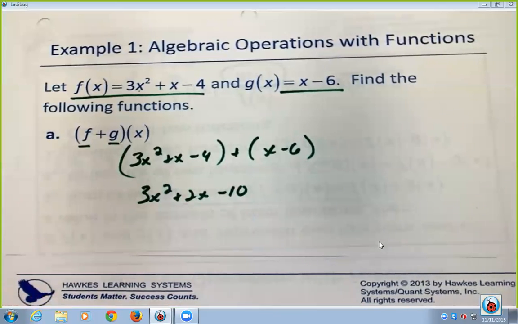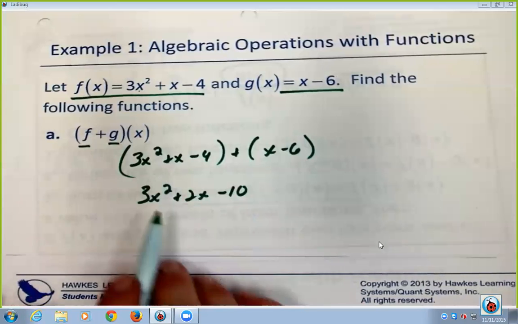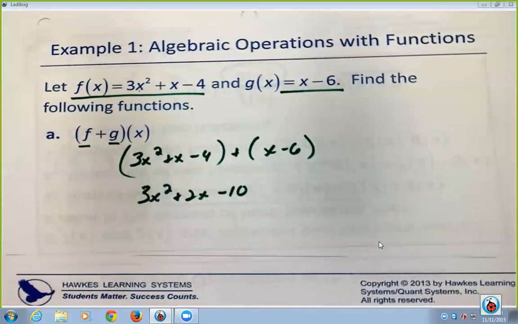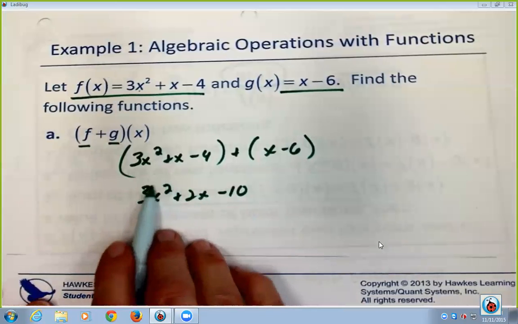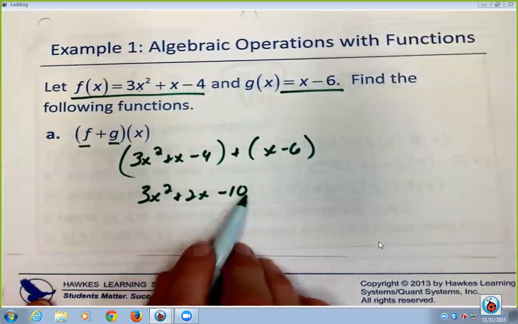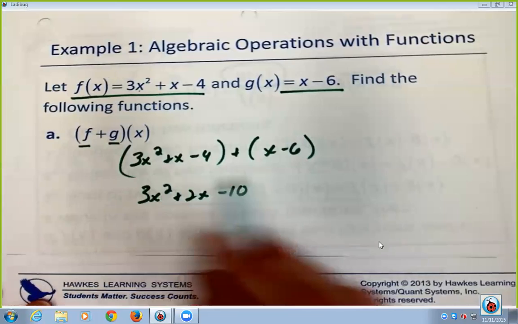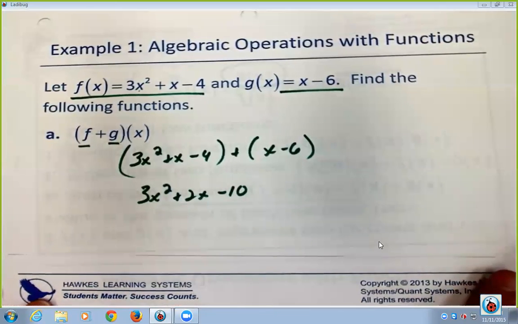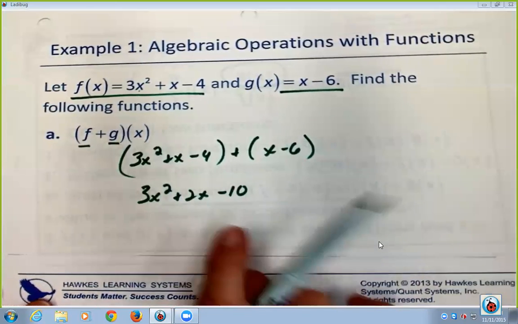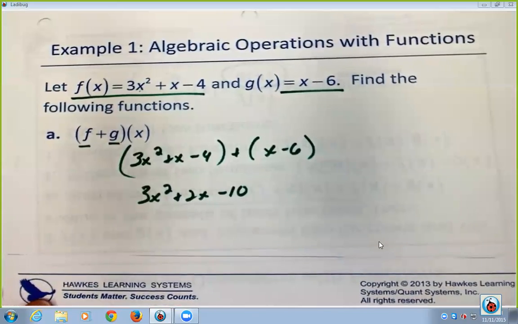Do I have any limits on this? Does x have any limits? Does my domain have any limits? And we found when we looked at parabolas, because that's what this will come out to be because it's a quadratic, we didn't have any limits on x. x could be anything that I wanted to plug in there because, again, it doesn't make anything happen to that. So that's what happens to this one.